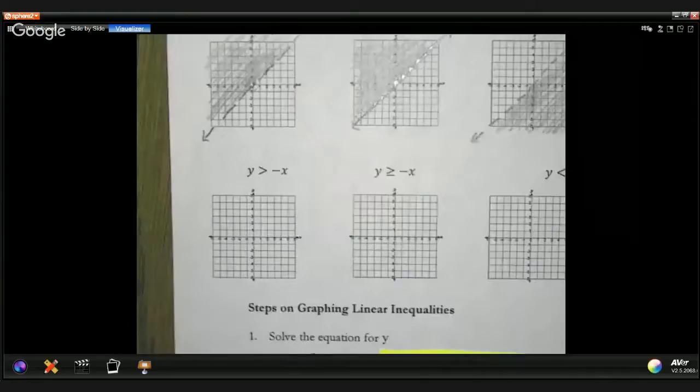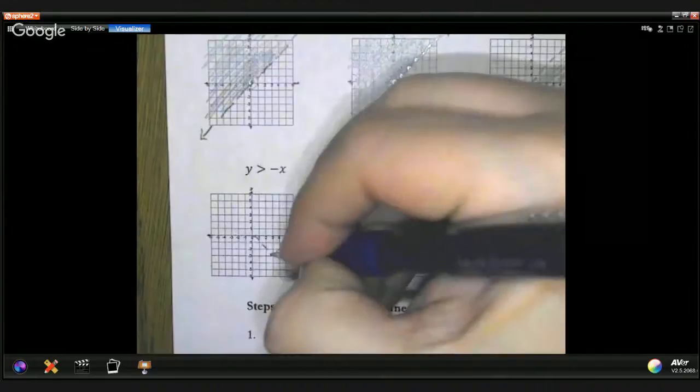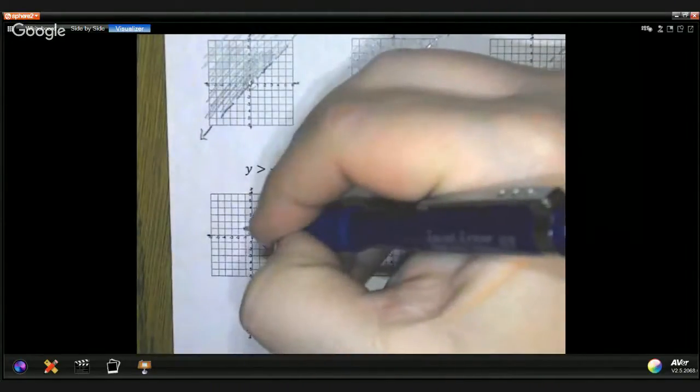All right, what we're going to do now is the same thing, except now I have a negative slope, which means that it's going to go down 1 over 1. And it's a dotted line because there's nothing underneath. So it goes this way.